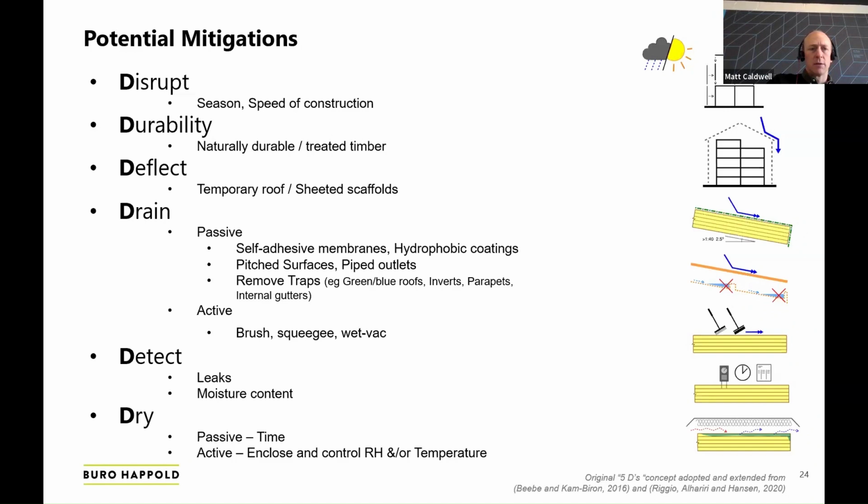If water does land on your structure, how can you drain it away? So how are you going to help it to run off your structure? That could be passive measures like a self-adhesive breather membrane or hydrophobic coating. Obviously, having a fall to the timber helps enormously, and then taking it to a piped outlet, so you're managing what happens to that water when it's run down your slope. And maybe even simpler things like tarps and covering up the holes for windows in your structure. Or the drainage could be an active measure. You could have brushes, squeegees, wet vacs, etc., to help get rid of that.